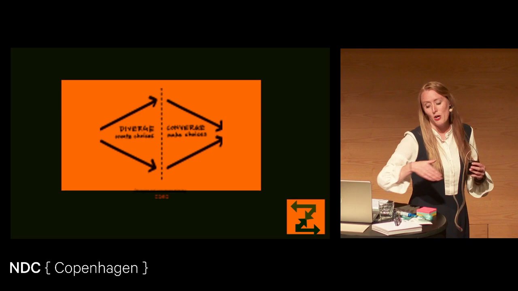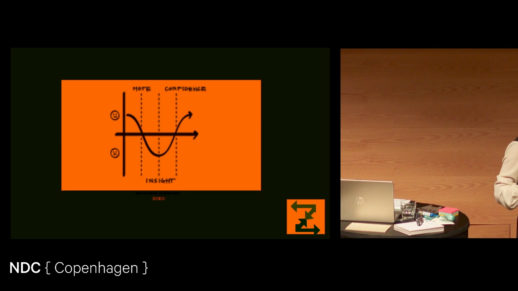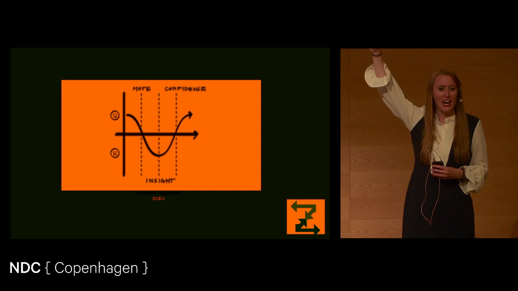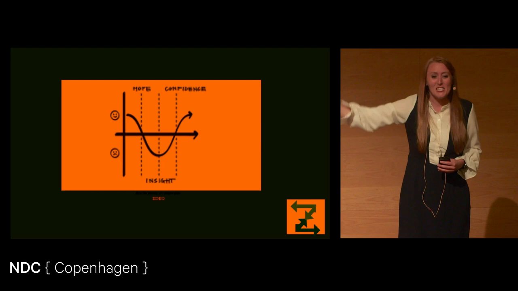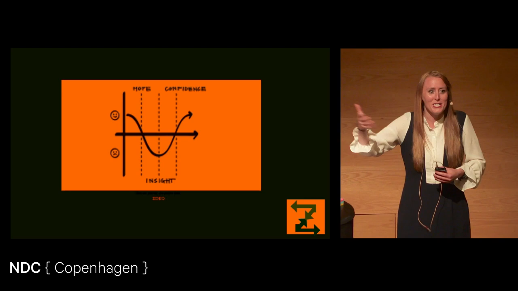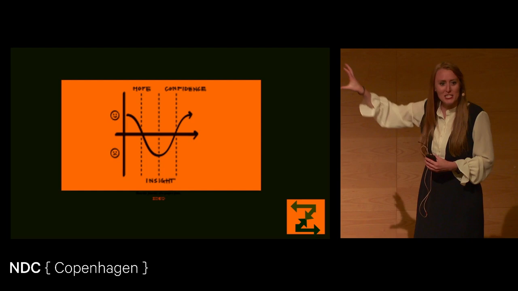We might go through an emotional pendulum. So we begin with hope in our ideation phase. We think of all of the possibilities. These are all of the things that could happen. We're very hopeful for what is to come. And then we might have a bit of a dip as we enter into insight.